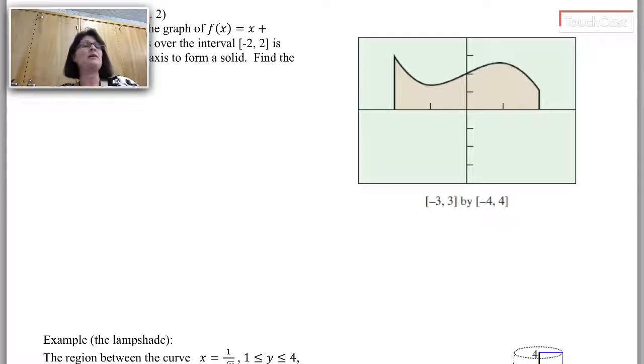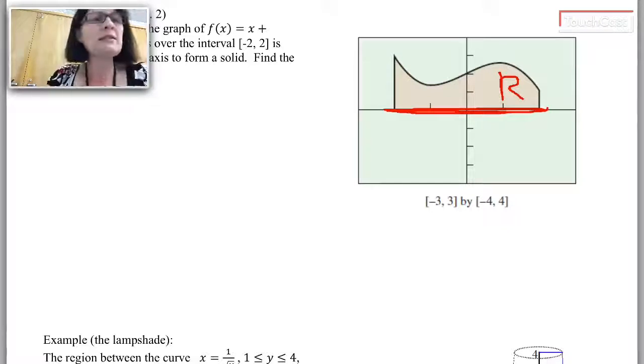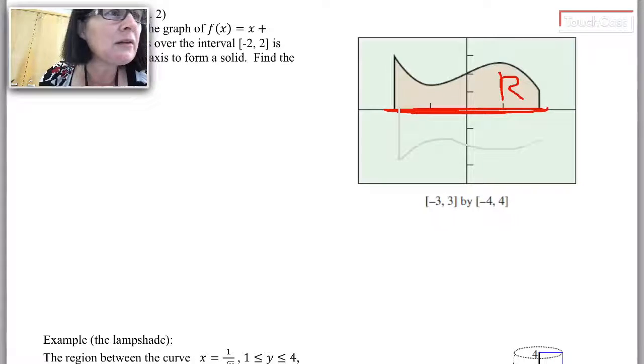So my region is already shaded. Maybe I want to label it R. I'm going to color in my axis of revolution. I've been told I'm going to revolve around the x-axis. I'm going to color that red. I'm going to revolve my region across the axis of revolution. So no easy feat, but doesn't have to be perfect. So there's my reflection of R.